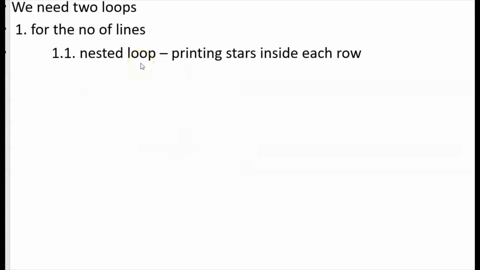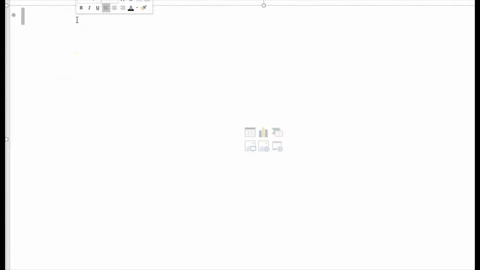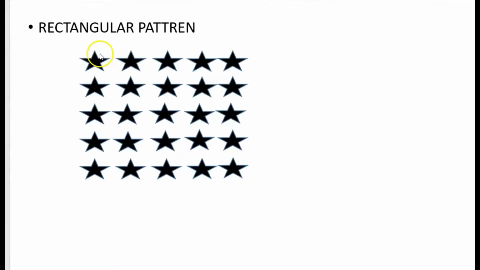So we will write the code. We are going to write the logic. First of all, we need a loop for each row. So here we need a loop, that is a for loop. We need to execute this for loop, the first loop, for printing the number of lines.